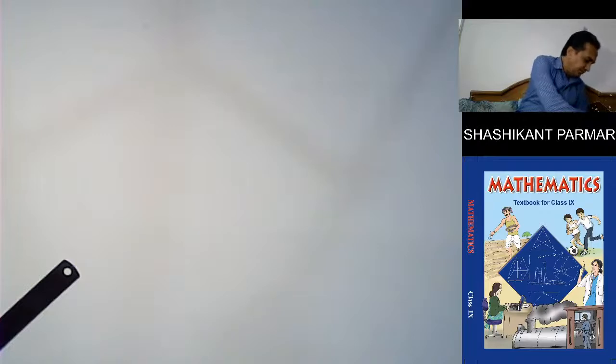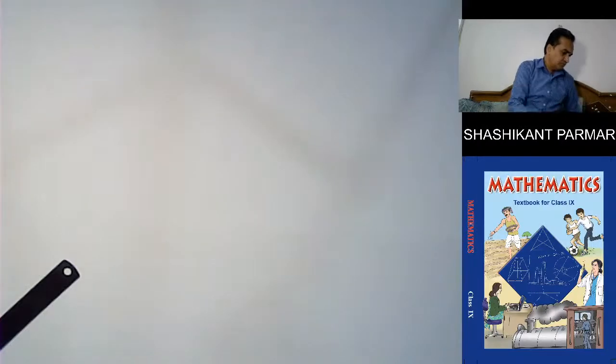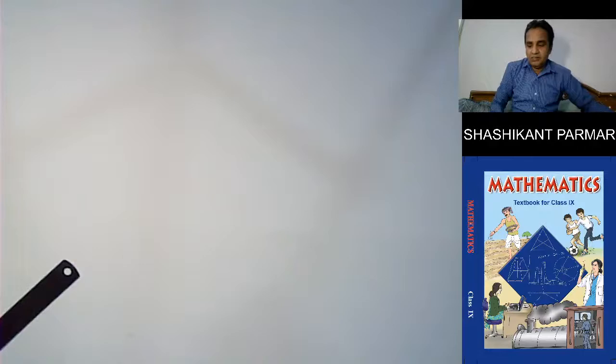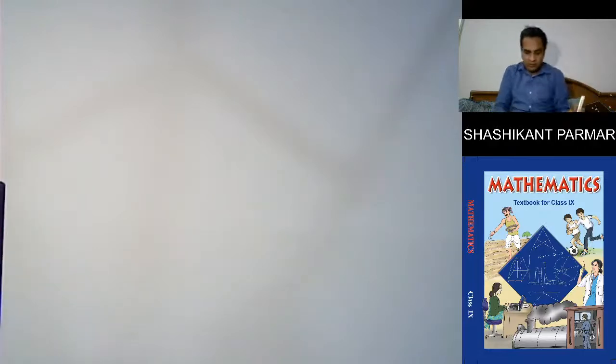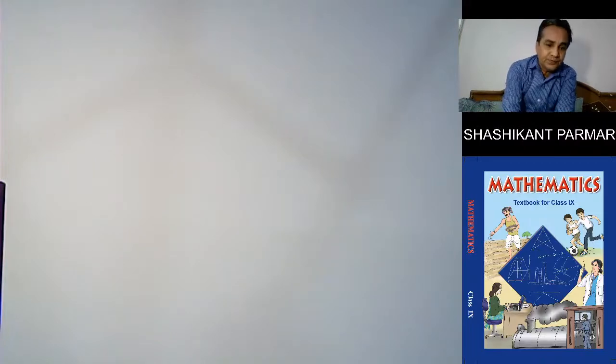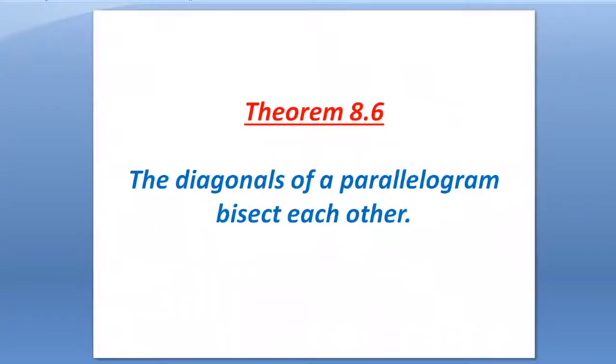Okay, let us start. Continue our chapter number 8. So, at last, we were discussing theorem number 8.6, which is: the diagonals of a parallelogram bisect each other.